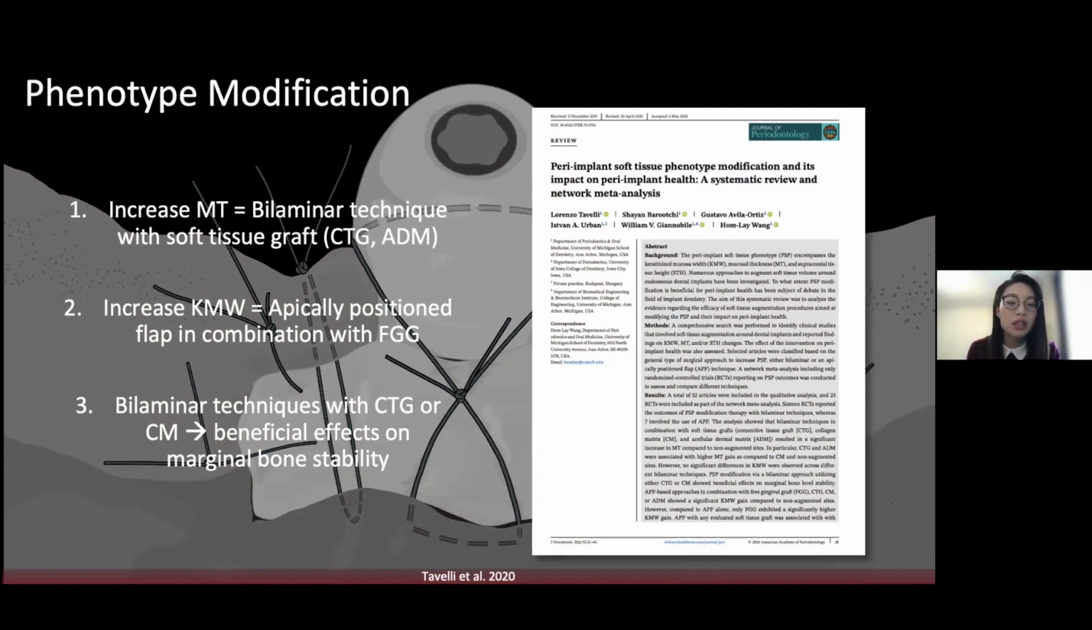We can increase keratinized mucosa width using an apically positioned flap in combination with free gingival graft as the gold standard treatment. And bilaminar techniques with CTG or CMs have beneficial effects on marginal bone stability overall. So we know that we can treat these defects with different types of collagen matrices or autogenous tissue and actually promote a better environment for peri-implant health.